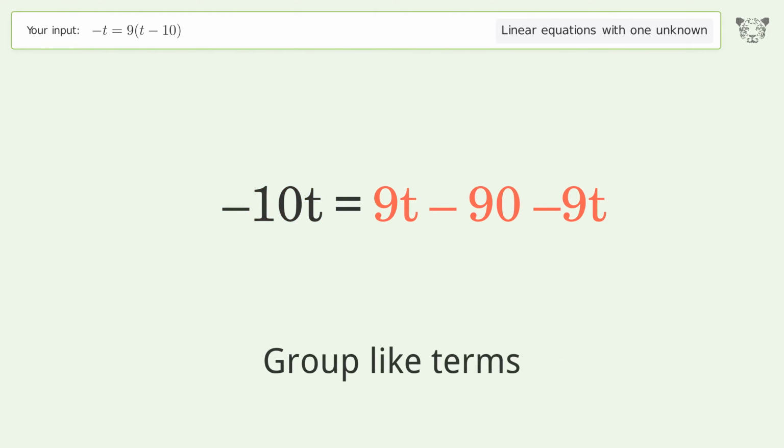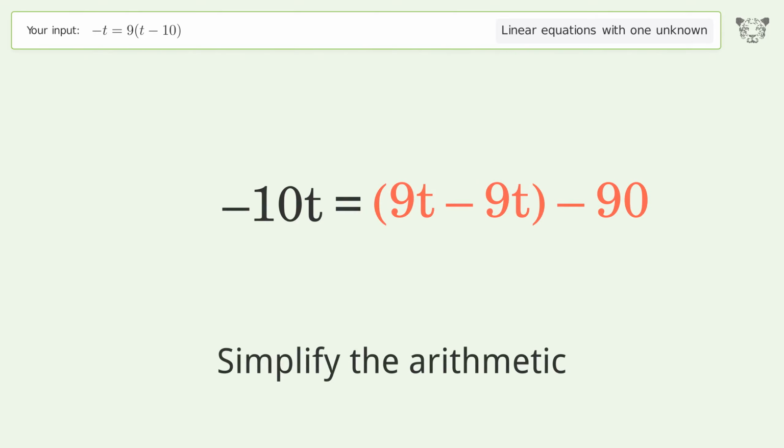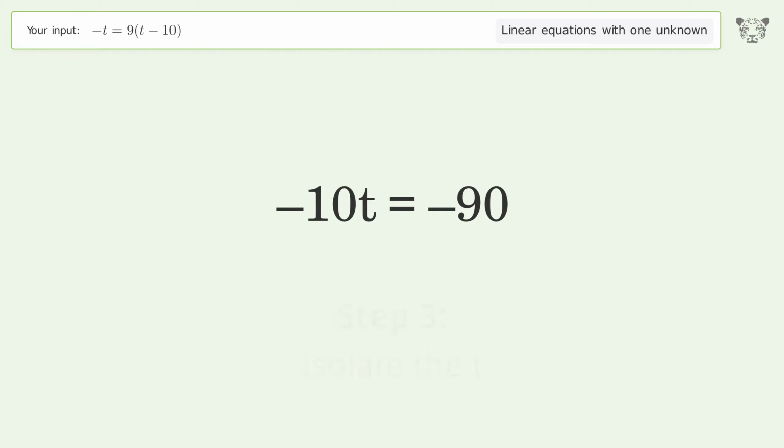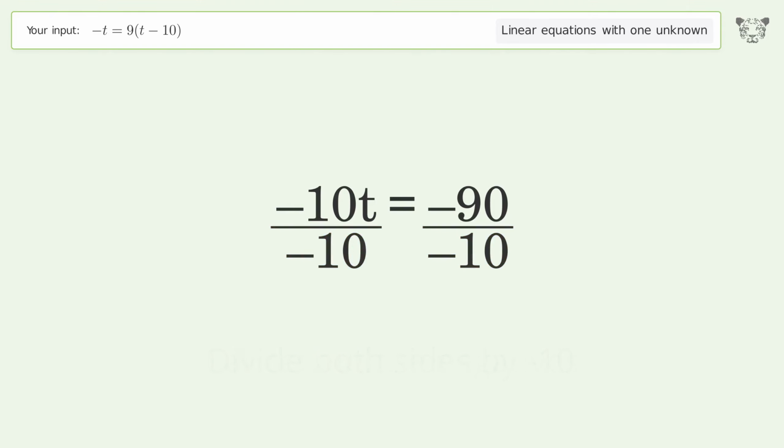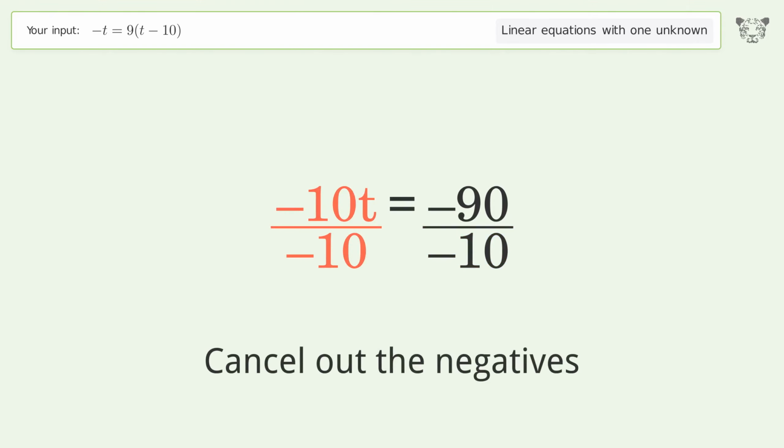Group like terms. Simplify the arithmetic. Isolate the t. Divide both sides by -10. Cancel out the negatives.